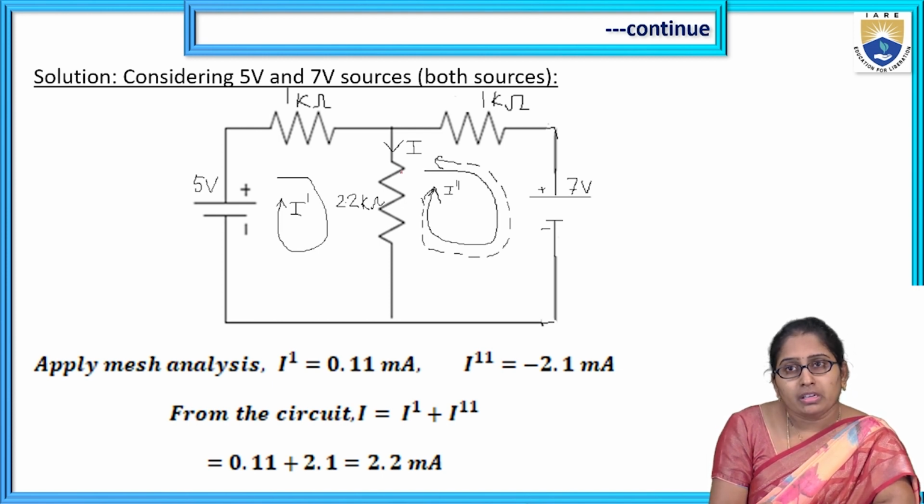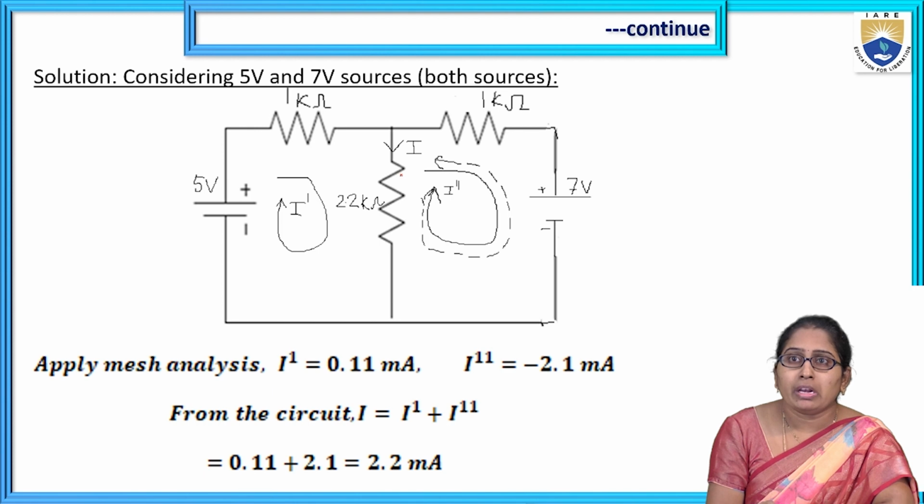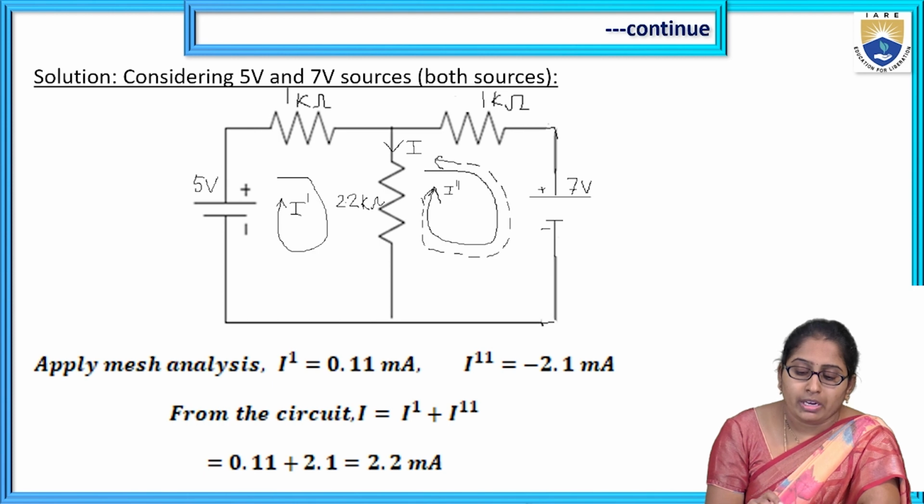Then how do we find this current capital I? We use our basic circuit concepts. We may use nodal analysis or we may use mesh analysis. Here I am going with mesh analysis to find the current capital I, that means the current in this 2.2k resistor. So see that here, applying mesh analysis.